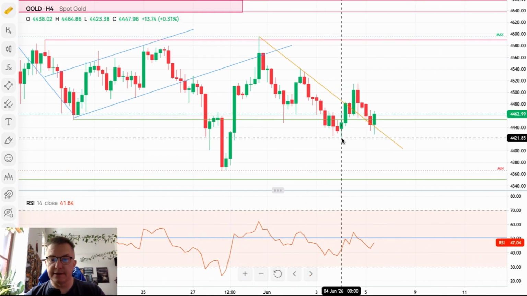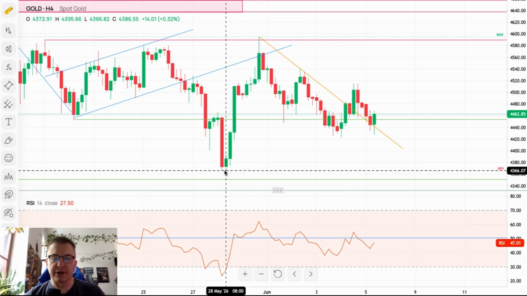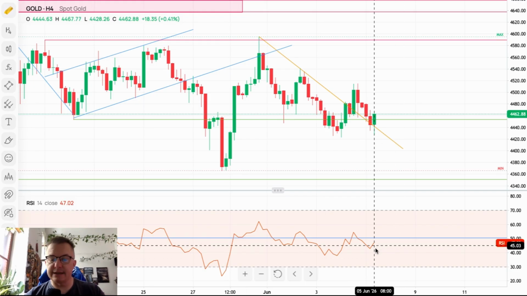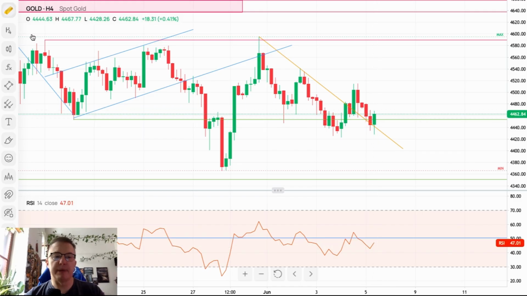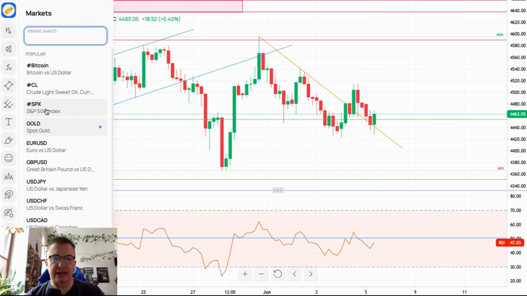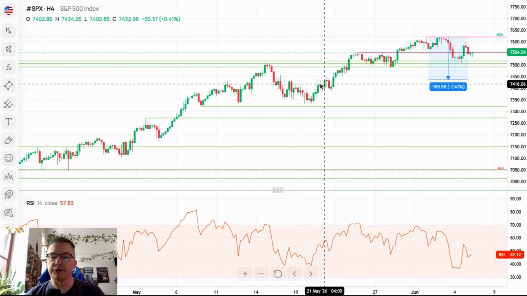The local technical support is this level here, 4,423, and a breakout lower exposes the 4,366 swing low from May 28th, 2026. Negative momentum supports the bearish view, at least in the short term for gold.